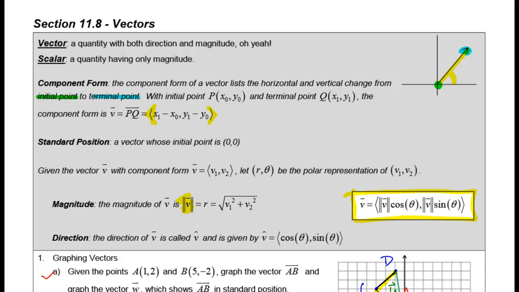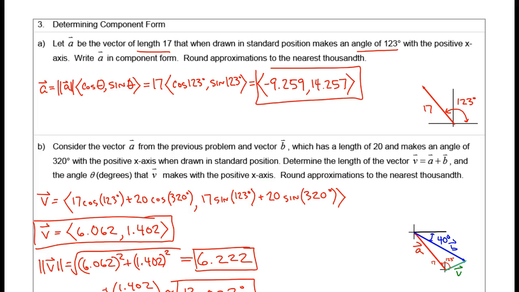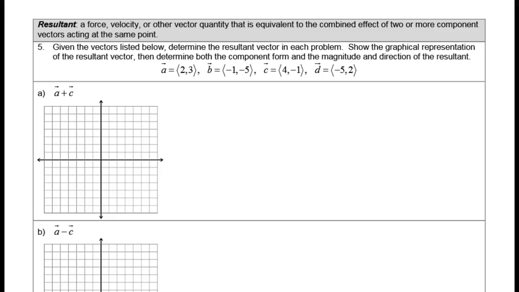All right, we're still working in section 11.8, vectors. Now we're on page 3 of the notes. Page 3, I want to introduce a vocabulary term that I use when talking about vectors, and that is the term resultant.